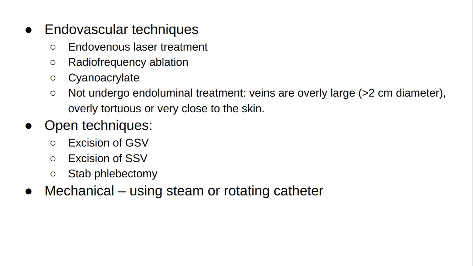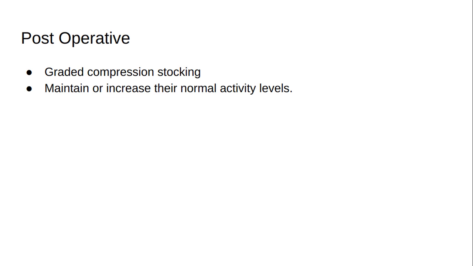Stab phlebectomy: with a microincision, the vein is delivered with a tiny blade or a large needle. It is repeated along the entire length of the vein. Mechanical, using steam or rotating catheter. Tributary varicosities can be treated either with direct phlebectomy or with ultrasound-guided foam sclerotherapy. Systematic axial vein reflux should be treated primarily with endoluminal thermal or non-thermal ablation techniques rather than with surgical vein stripping. In postoperative care, the patient is asked to wear a graded compression stocking and make sure they maintain or increase their normal activity levels.